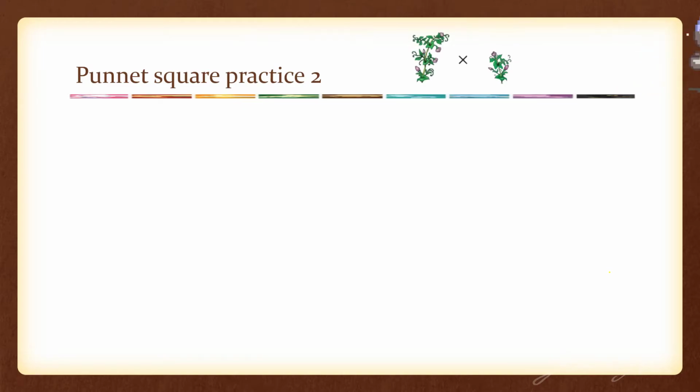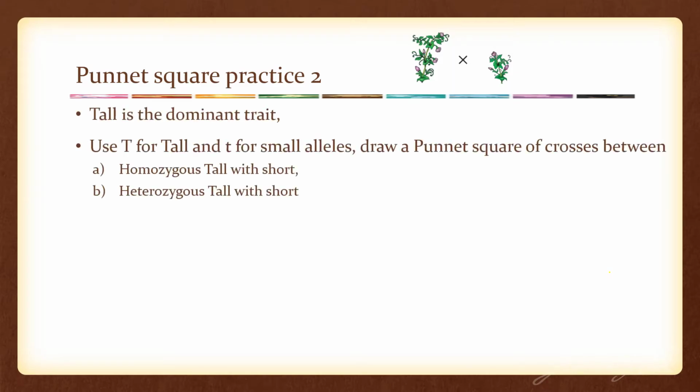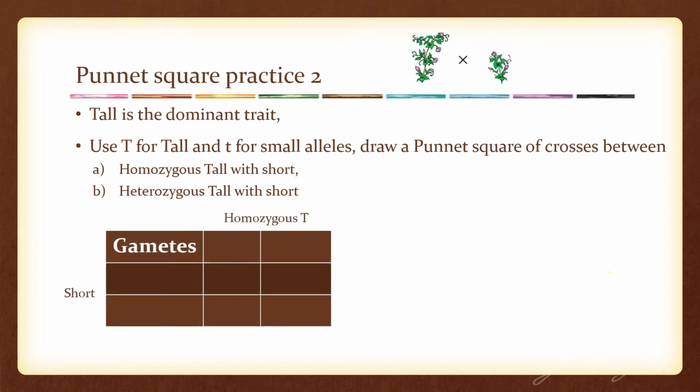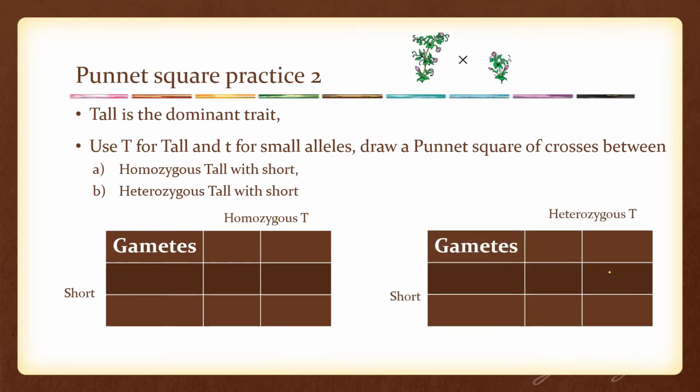For the second Punnett square practice, let's try the trait of the height of the plant. Tall is the dominant trait, so use the capital T for tall traits and small letter t for the short alleles. Draw a Punnett square of the cross between a homozygous tall plant with a short plant, as well as a heterozygous tall plant with a short plant. I would also like you to include the phenotype as well as the ratio of tall to short plants in the F1 generation. So pause the video and try it out.